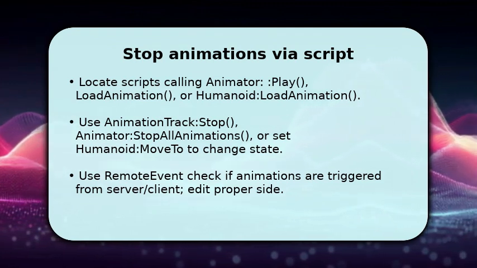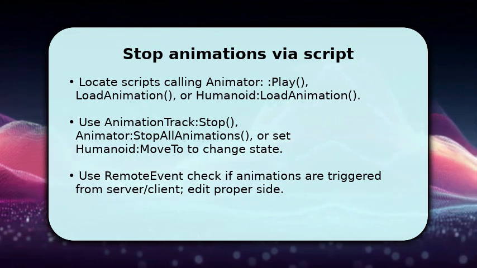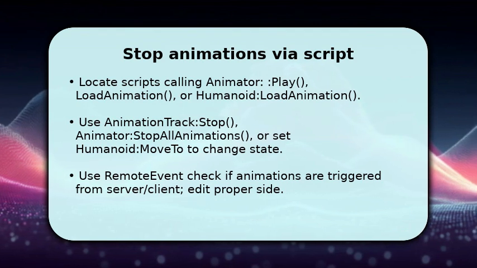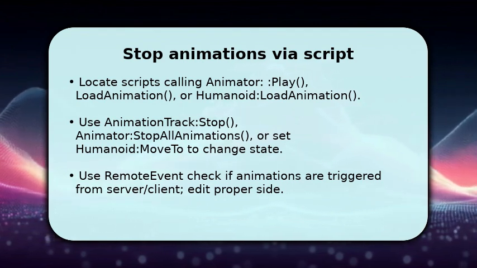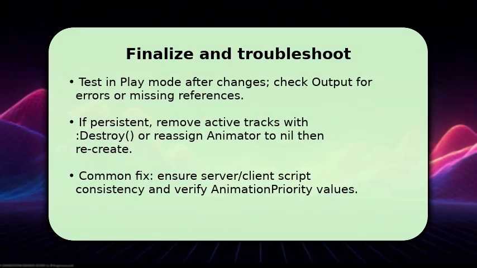Once done, make sure you stop animations on the correct side, server or client, by checking whether remote events triggered them, and then test to confirm they no longer play. Finally, test your change in play mode and watch the output window for errors so you can iterate quickly.